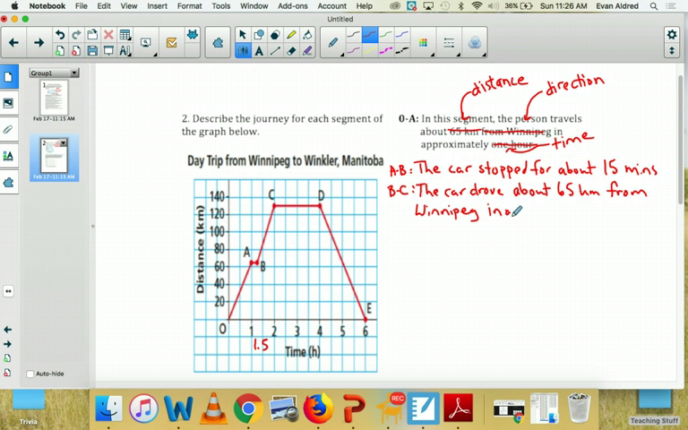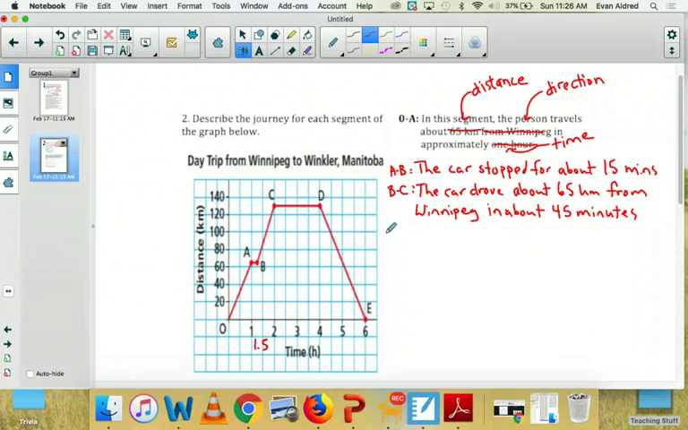In about 45 minutes. And you can see with that description that we've hit all three things we need to include. We've hit a distance, we've hit a direction, and we've hit a time. So we have everything that we need there.